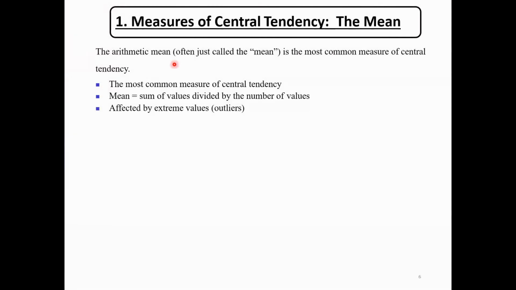The first measure of central tendency we will be looking at is the mean. So the mean is very simple. It is where you take all the values and you sum it up and you simply divide it by the number of values that you have. But something you have to keep in mind, although this is very obvious, the mean or the arithmetic mean is affected by extreme values. We call these outliers.